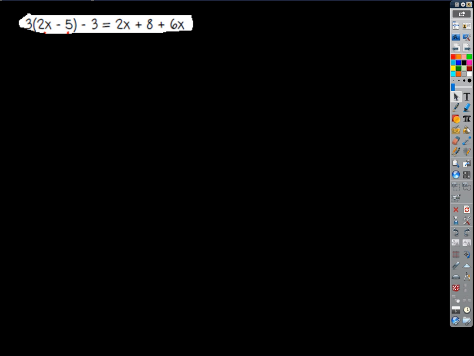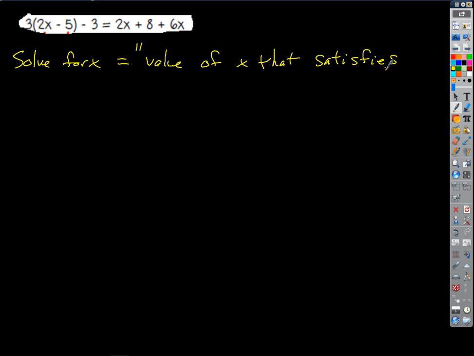So when we solve an equation, if we're trying to solve for x, that's the same thing. In math, we'd say we're going to find the value of x that satisfies the equation, which just means it makes it work, right? Okay, so how do we go about that? When we're going to solve an equation for x, what's the process we go through?